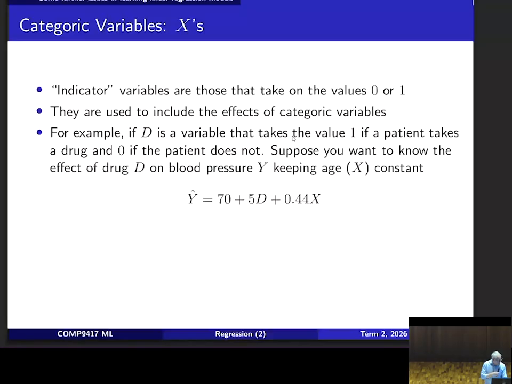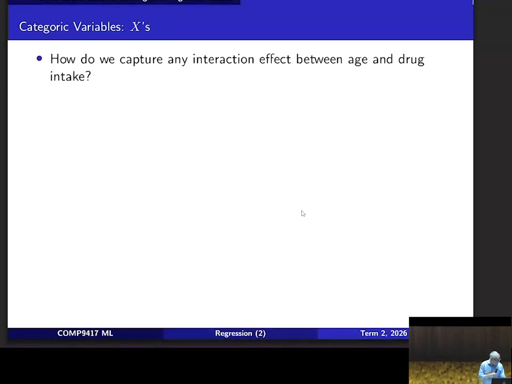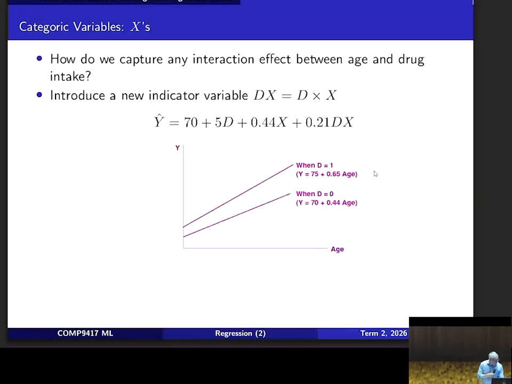All right, so if the patient is given the drug, takes the drug, then you want to see what the effect is on the outcome if they take the drug and you control for everything else, in this case age. So taking the drug, a unit change in D makes a difference of 5 units for a fixed age, right? And that could be very useful in doing this kind of modeling.